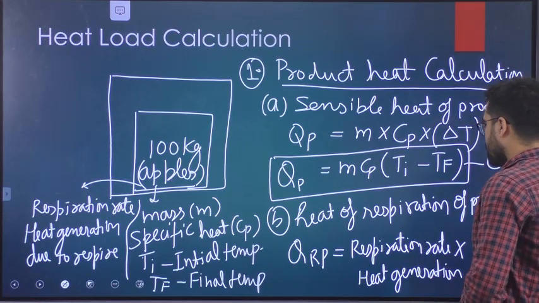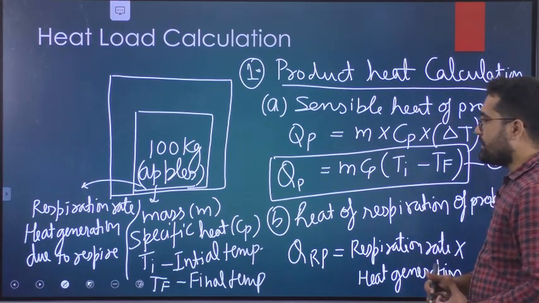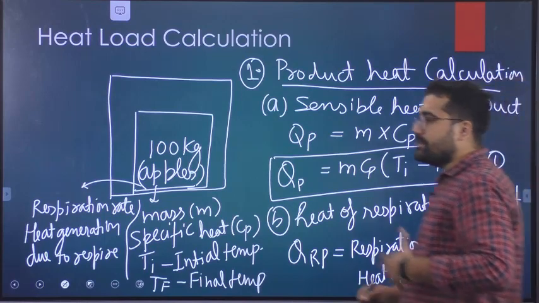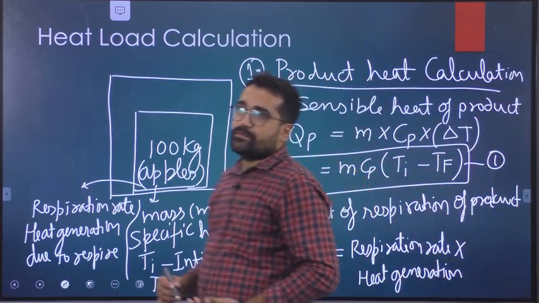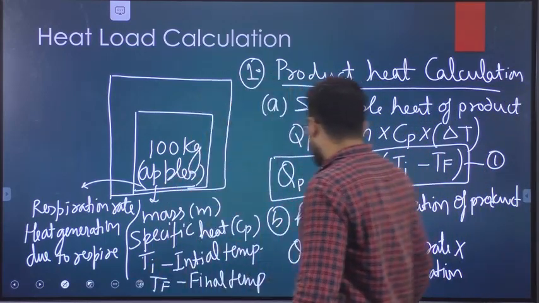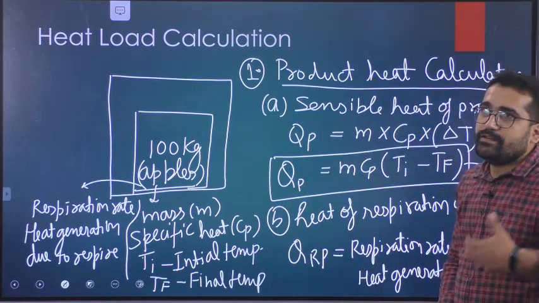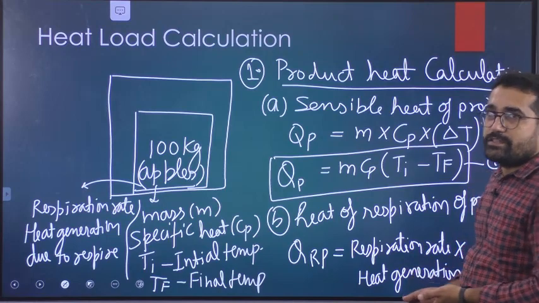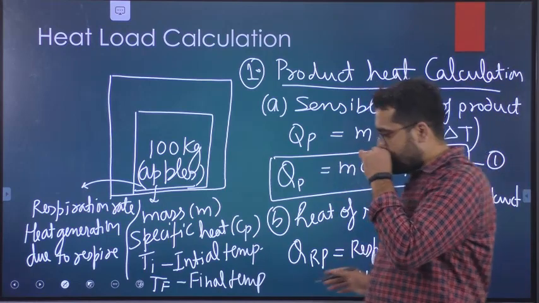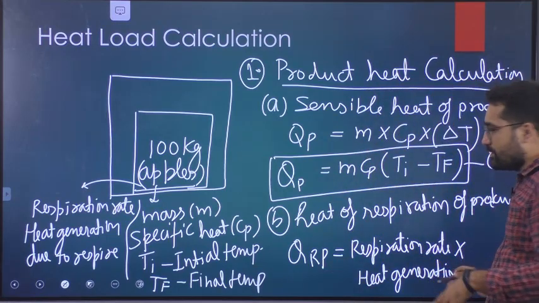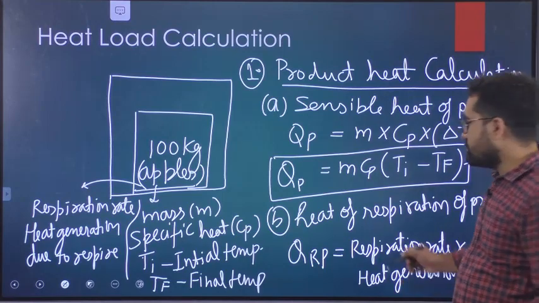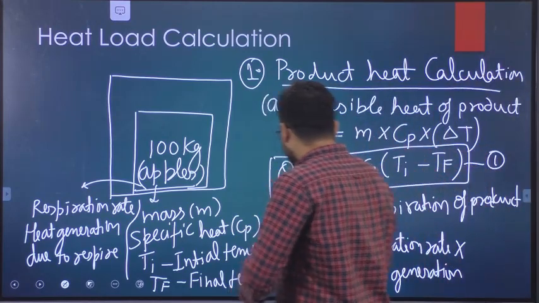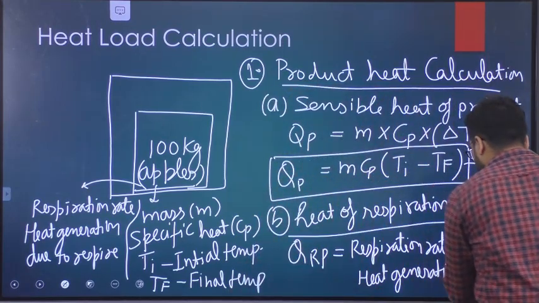The respiration rate will be like 500 kg, 600 kgs per hour, and the heat generation will be in kilojoules per kg. So we have to convert that into kilojoules per hour. So this is our second.